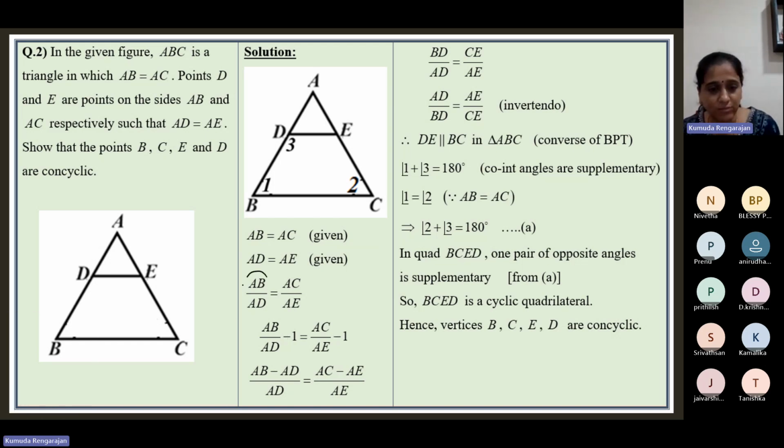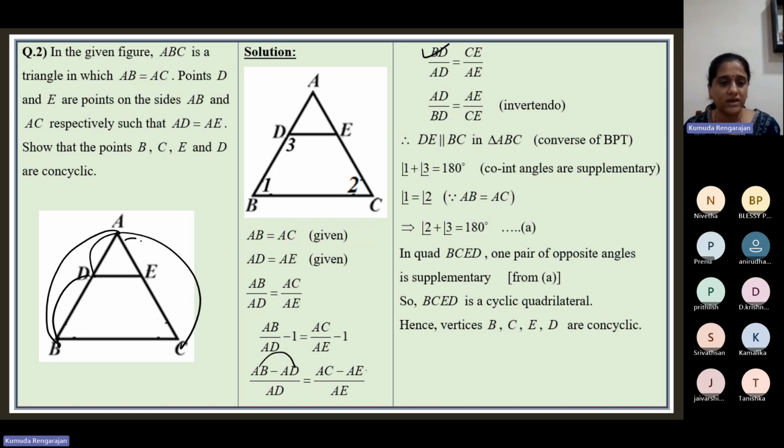Also because this is improper, children. So just subtract one. When you subtract one, what happens? AB minus AD by AD is equal to AC minus AE by AE. Now subtract: AB minus AD is BD. And AC minus AE is EC or CE.